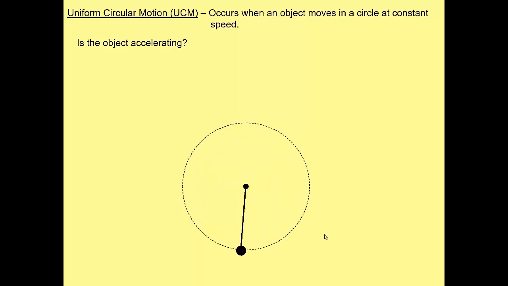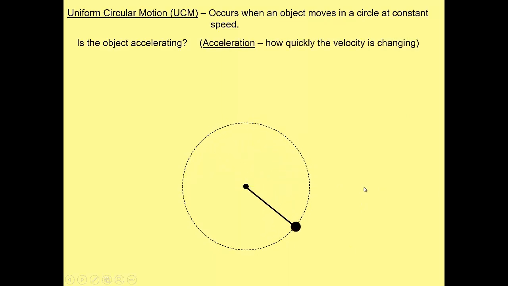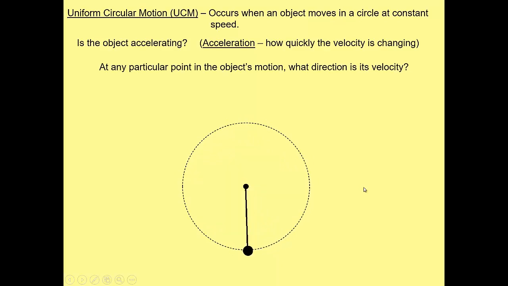Well, let's remember, acceleration is the rate of change of velocity. It's how quickly your velocity is changing. And I am being super specific with my language. Uniform circular motion says you're moving in a circle at a constant speed. Acceleration is how quickly your velocity is changing. Well, let's take a look at this object right about here.